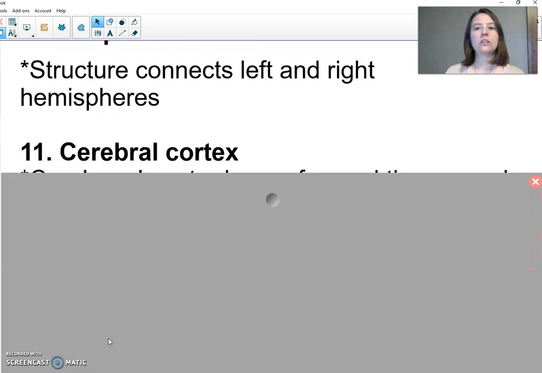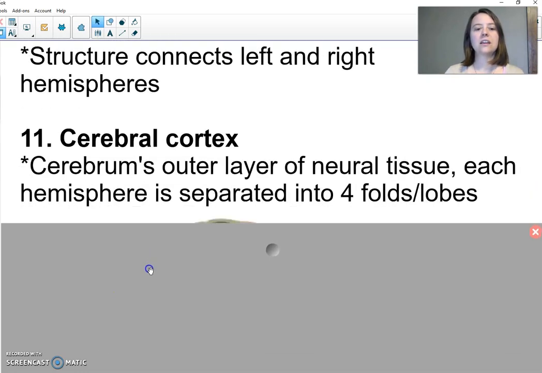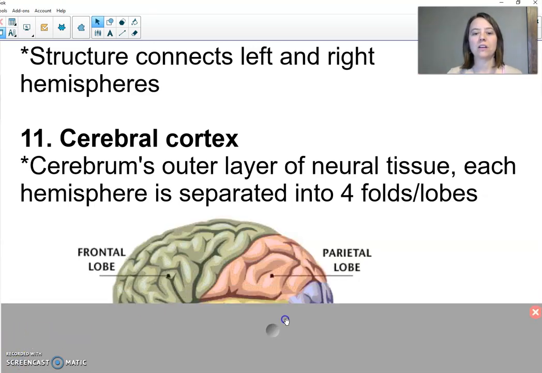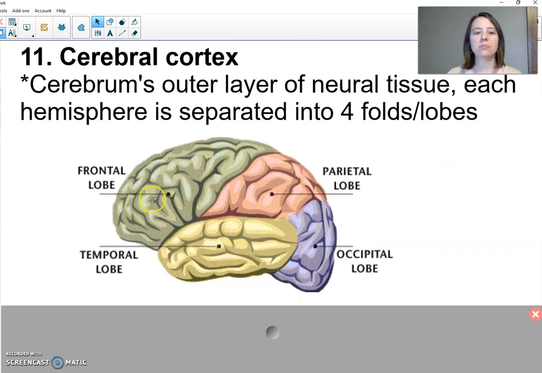The cerebral cortex is the cerebrum's outer layer of neural tissue, and each hemisphere is separated into 4 folds or lobes. So you have your cerebrum, and then we know from other things that a cortex is on the outside. So the cerebral cortex is the outside layer of the cerebrum, the part that goes around most of your brain. So we're going to draw a simplified view of this.